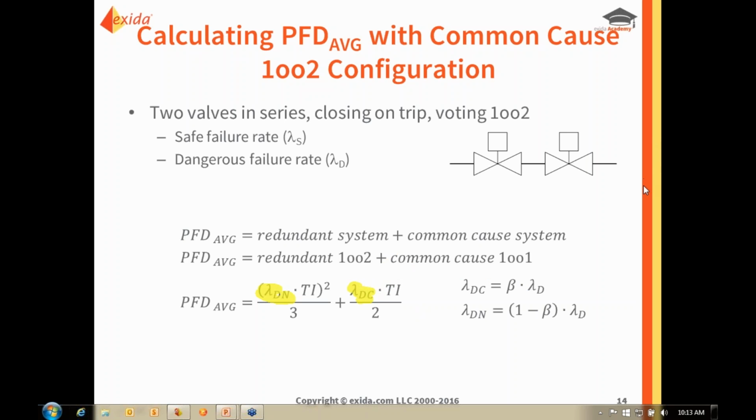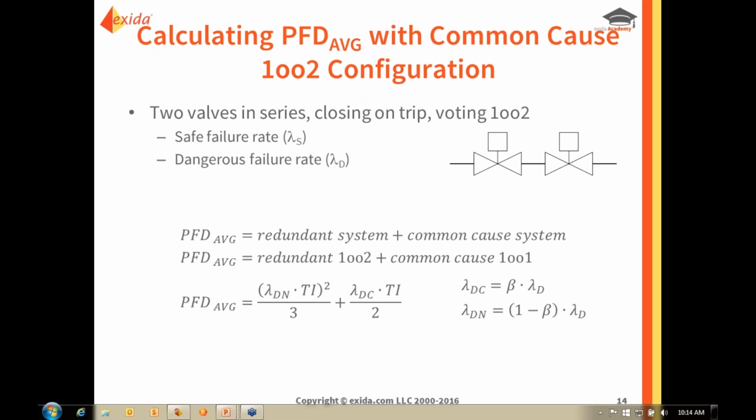And how do we get those failure rates? That's something we already saw earlier. The common cause failure rate is beta times the dangerous failure rate, and the dangerous normal is 1 minus beta times the dangerous failure rate. Those 2 formulas are here on the right. So that is the typical equation to calculate a 1 out of 2 configuration PFDavg.